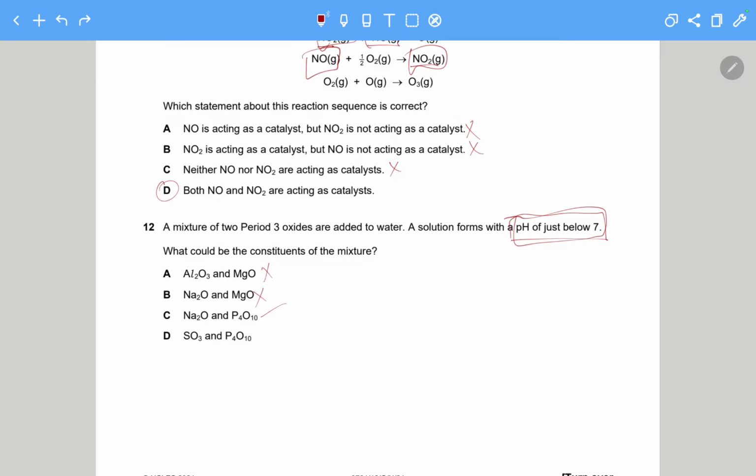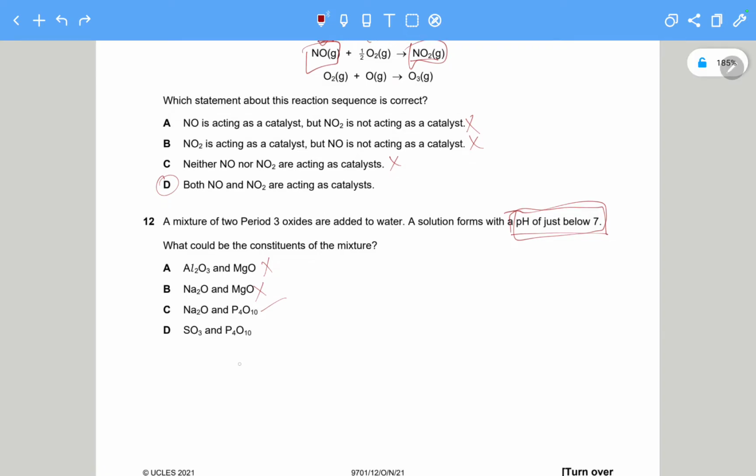SO3 and P4O10 both will dissolve to give acids, so the pH will be very low because SO3 dissolves to give sulfuric acid, which, as you know, has a pH of around 0. So this will give a very acidic solution, not a pH of just below 7. So question 12, the option C is the answer.